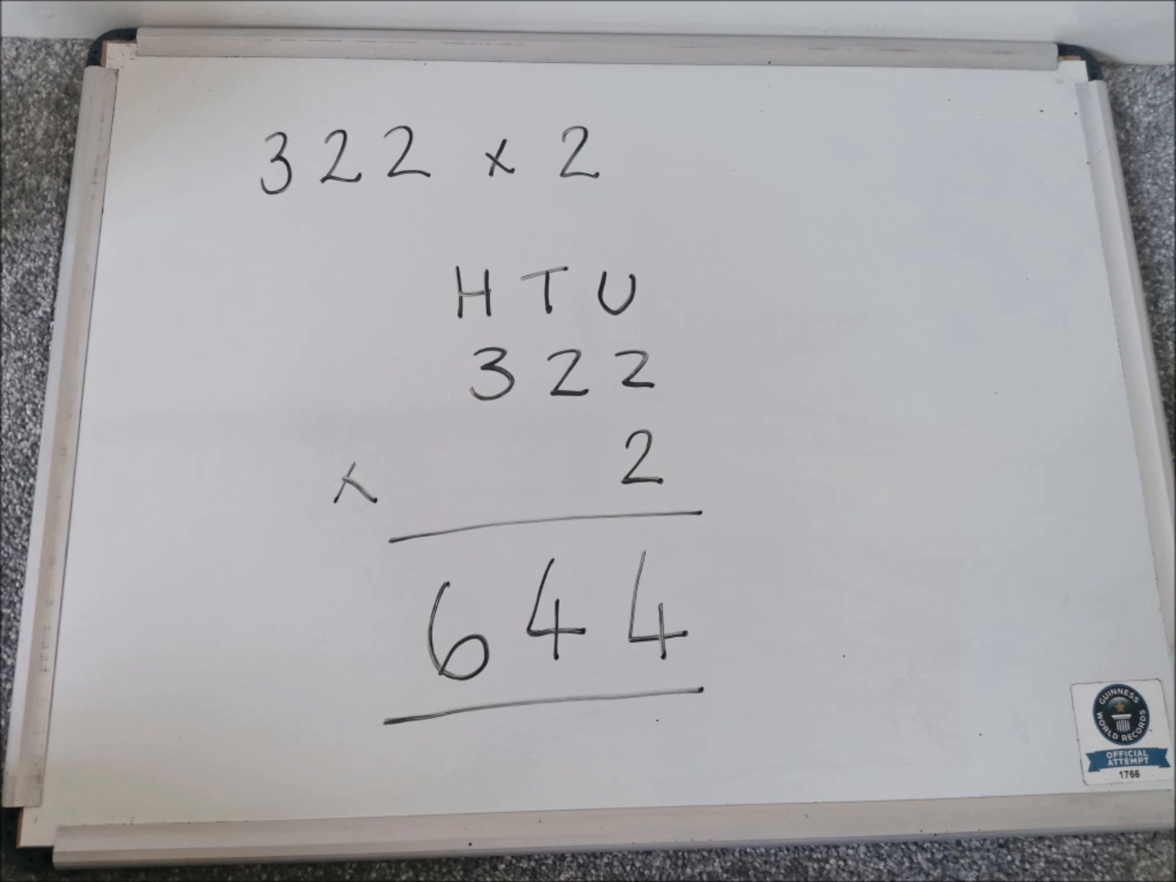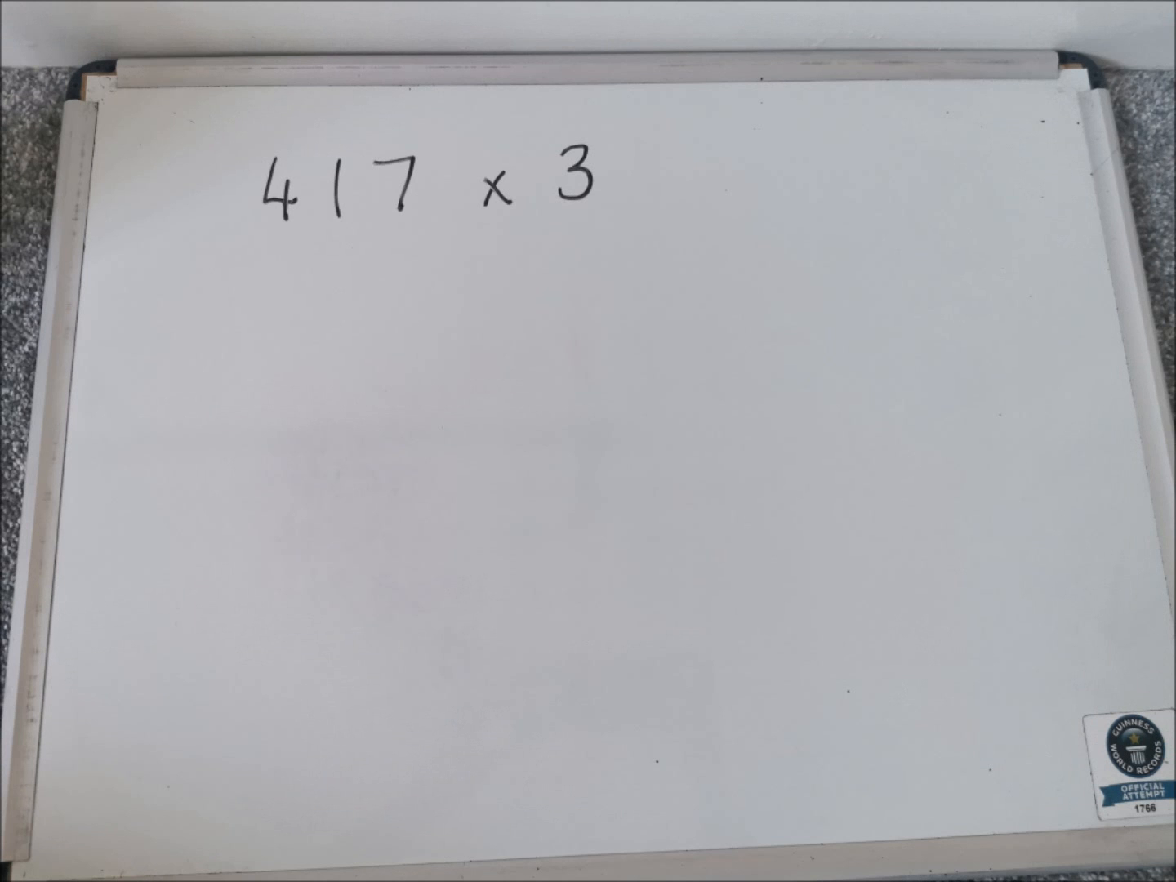Then the last section we've got the hundreds column, so we do 3 times 2, which is 6, so we can just pop 6 into the hundreds column in our answer box. Hopefully this is making sense. We're going to take it up to the next level with our next question getting a little bit trickier.